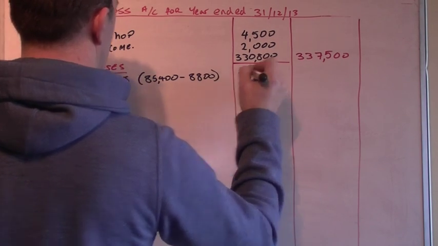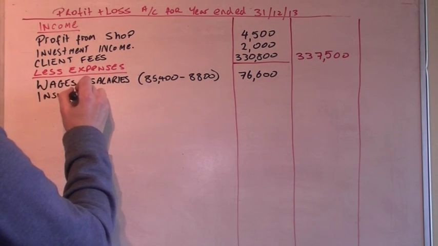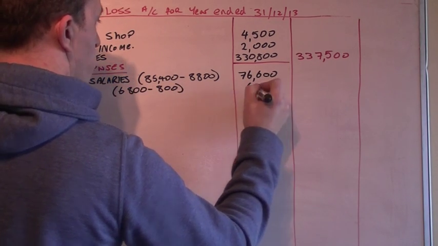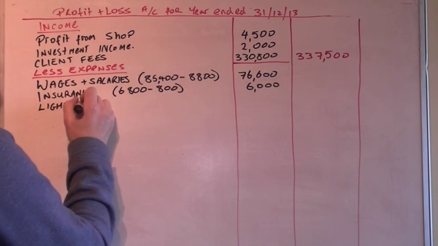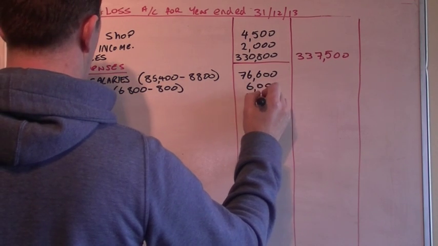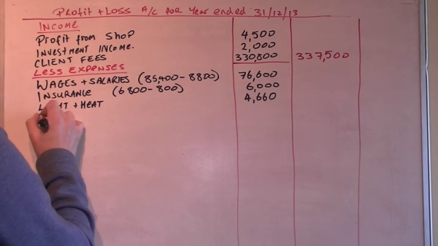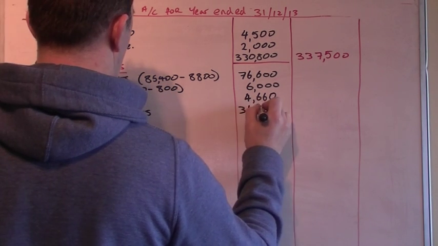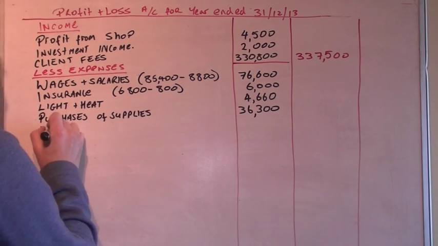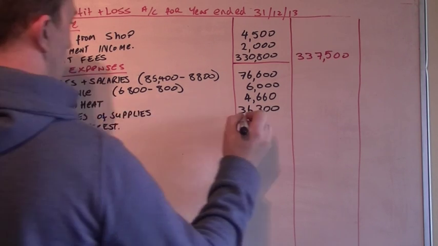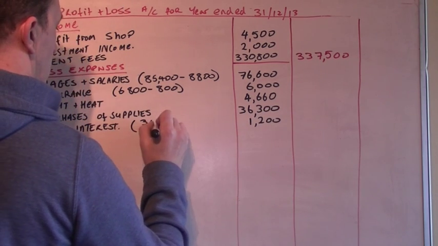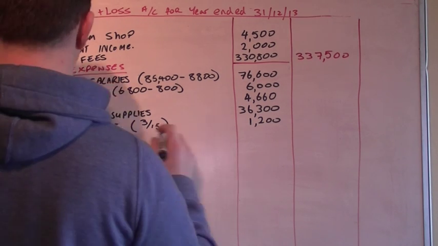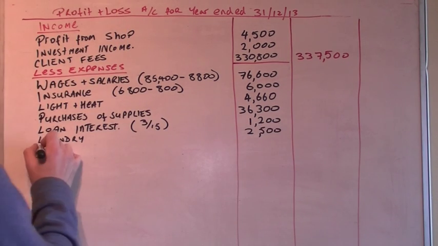And now we move on to our expenses. Wages and salaries is the remainder of the wages, the 60%, which is 76,600. Insurance is 6,800, and we're told that 800 of it was for the shop, so it's only the 6,000 that we apply for the rest of the business. Light and heat, 4,660, straightforward. Purchases for supplies, 36,300. And then our loan interest. Well, we worked out loan interest earlier, and the 3/15 that remain, as in this year's loan interest, is 1,200.